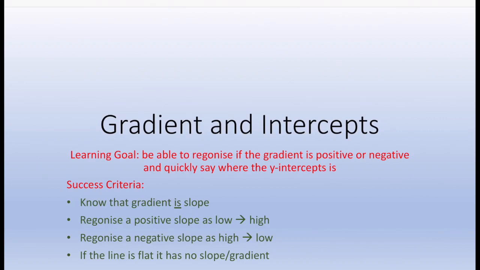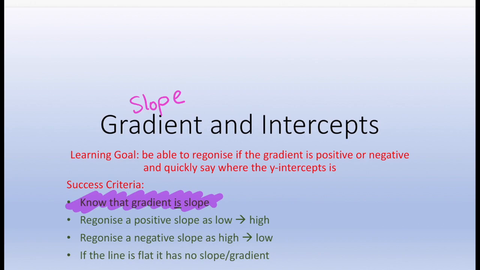Called gradient and intercepts. Now, one thing we need to know is that gradients mean slope, okay? So when we say gradient, we actually mean slope. So what is the gradient of this hill? It wants to know what the slope is like. Is it steep? Is it flat? So gradient is slope, and that's one of the main things that I've got here. The gradient is slope. Okay, so understand that gradient is slope.